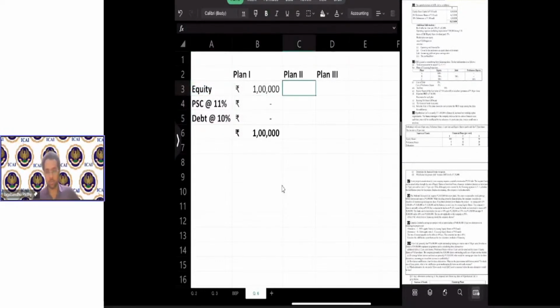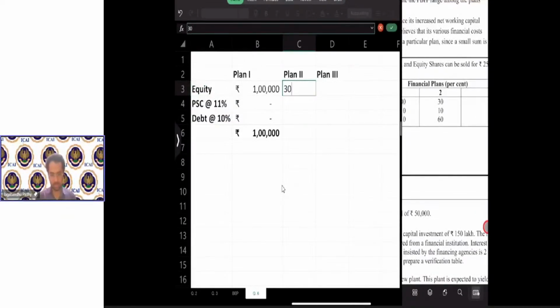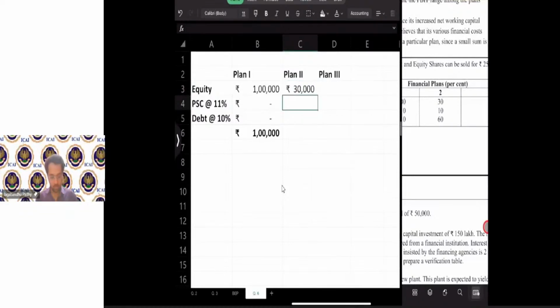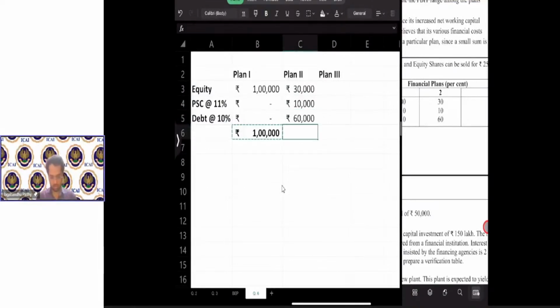Now, the second plan is to raise it by way of 30, 10, and 60. So 30, 10, and 60 means 30,000, 10,000, and 60,000, in which the total capital employed will be 1 lakh.